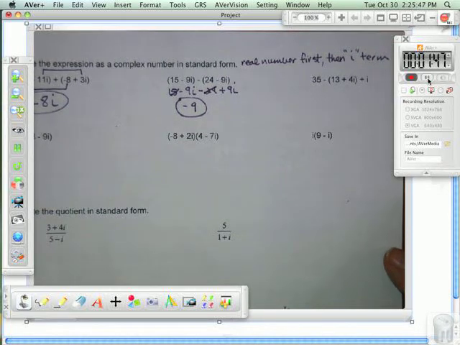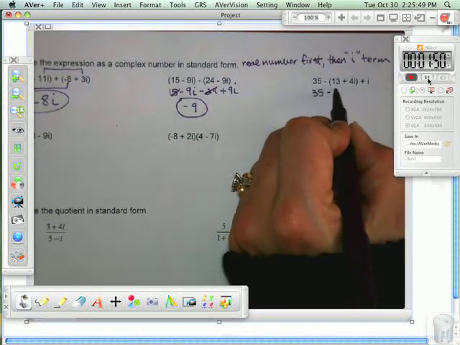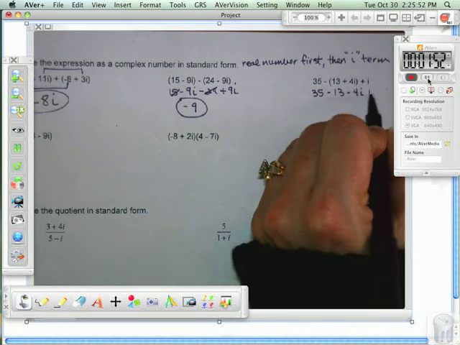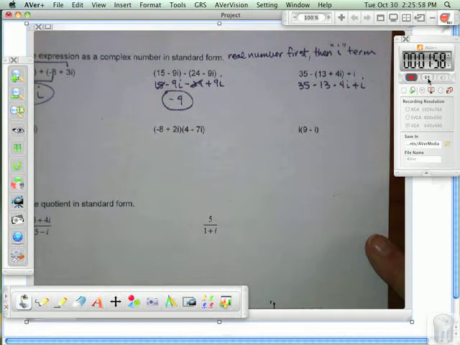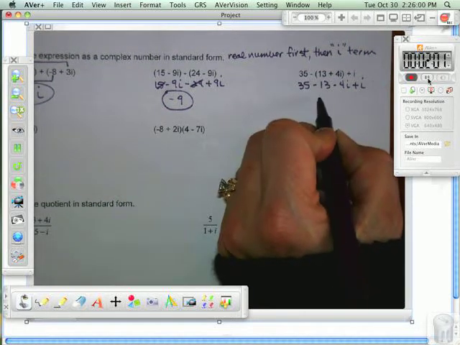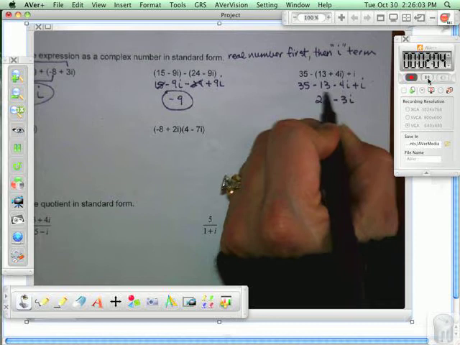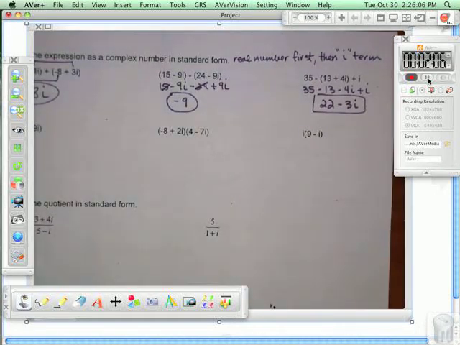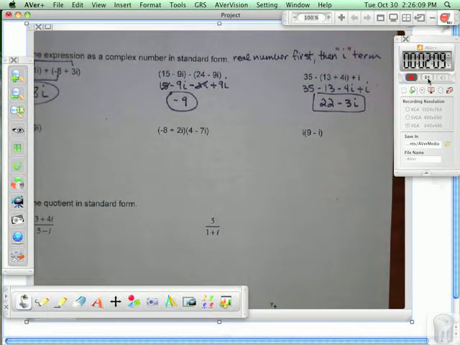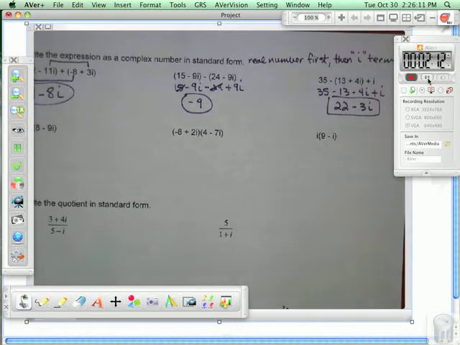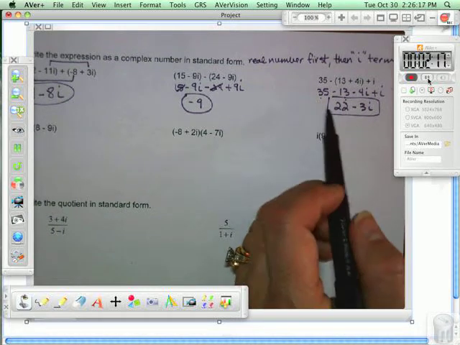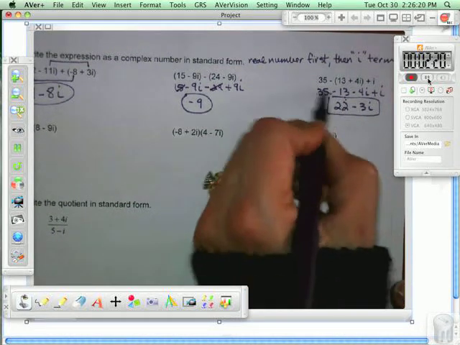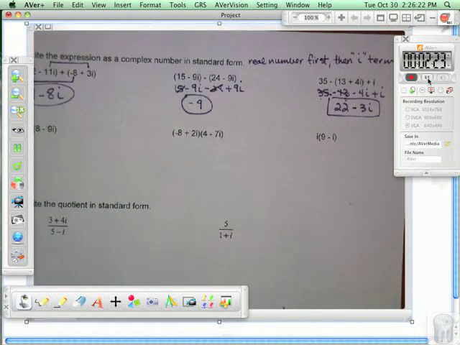For this one we have to distribute the negative also. And then we combine like terms, and we get 22 minus 3i. Doable, yes. Where did I lose it? 35 minus 13. Not too bad. No, it gets better.